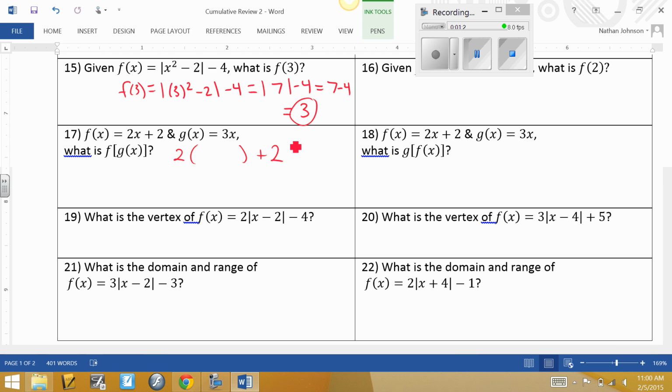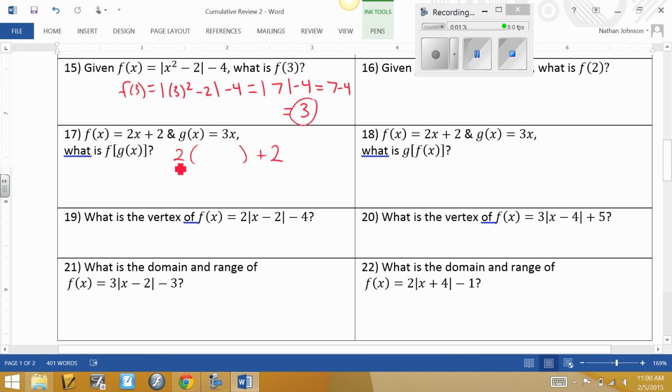All right, problem 17. This is called the composition of functions. So what is the value of function f when you plug g of x into it? So instead of putting a number in for x, we're going to put the actual function g of x everywhere there formerly was an x in the function f.